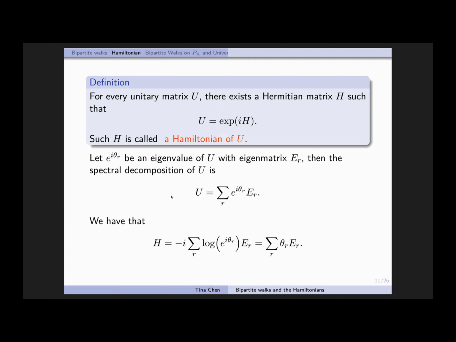And because our U is unitary, we can have its spectral decomposition. This means if e to the i theta_r is an eigenvalue of U, and we use E_r to denote the eigenmatrix of e to the i theta_r, then we can write the spectral decomposition of U as such. Then we just take the logarithm of U, and we get our H, the Hamiltonian of U. But depending on how we take the logarithm, our Hamiltonian H is not unique.